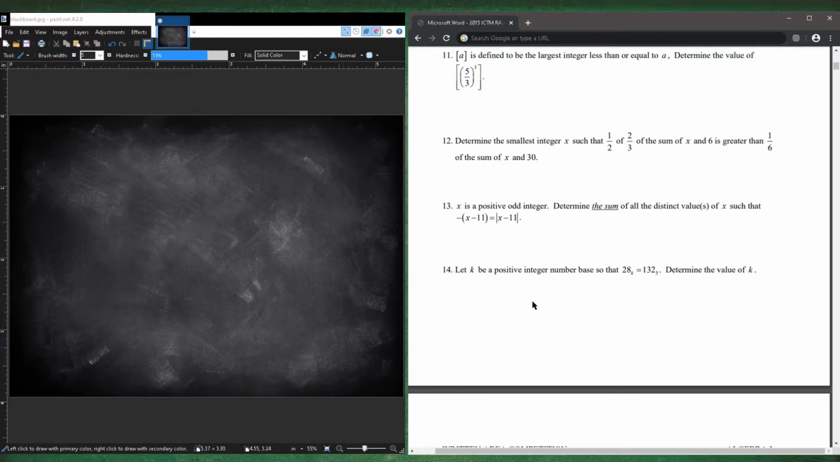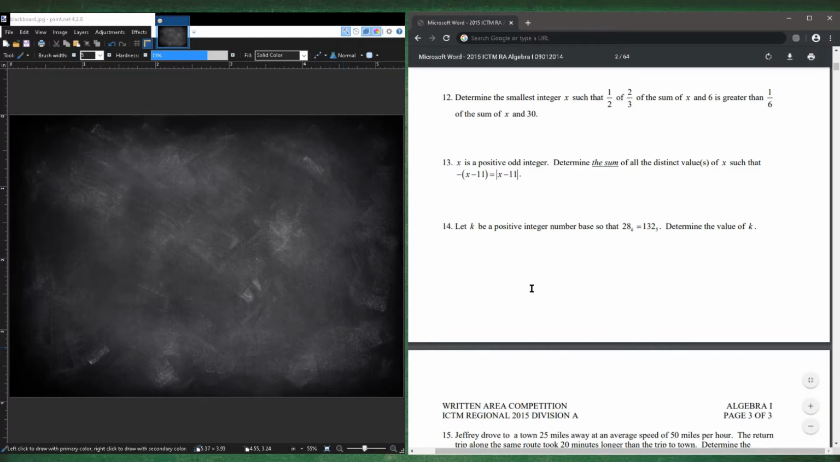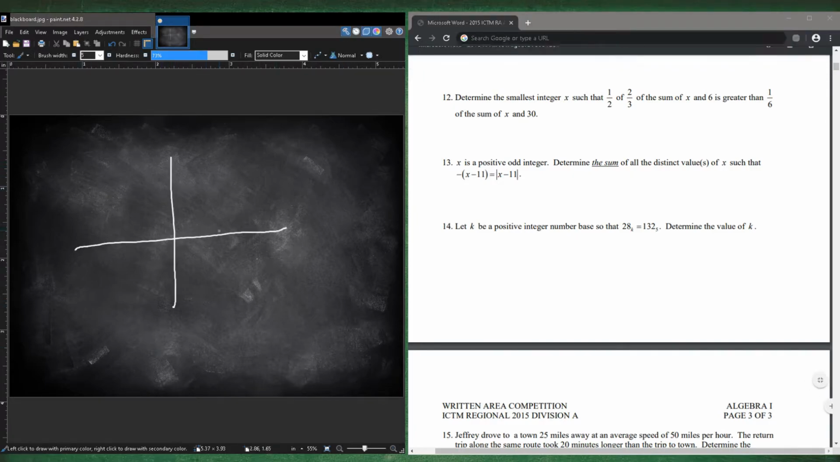Okay, number 13. x is a positive odd integer. Determine the sum of all distinct values of x such that negative x minus 11 is equal to the absolute value of x minus 11. So just because I see x minus 11 and absolute value of x minus 11, I'm just going to kind of graph it out. Let's graph the absolute value of x minus 11 first. I'm going to change color, so it's going to be a little bit easier. So this is going to be at the point 11, right? Because when x is 11, it's at 0. Then it kind of looks like a V. Okay, so something like this.